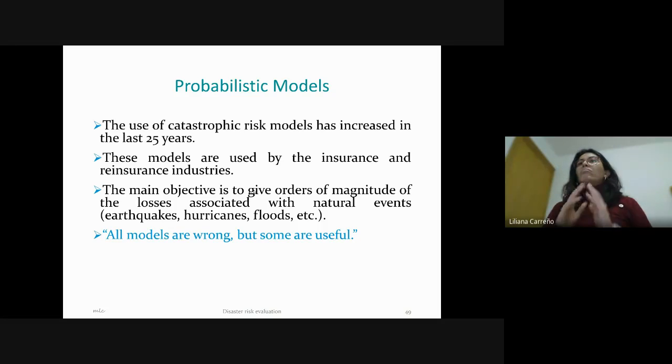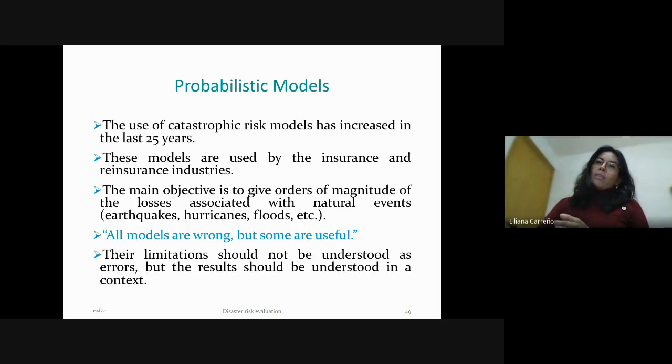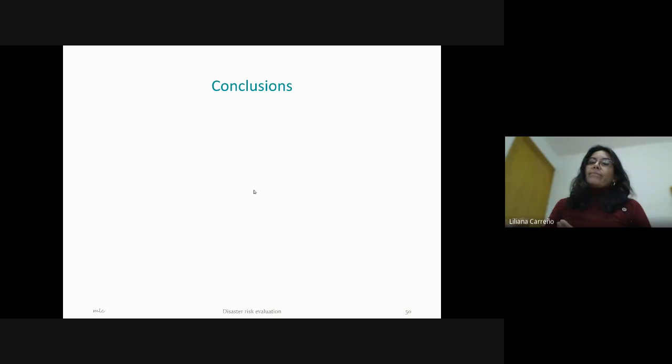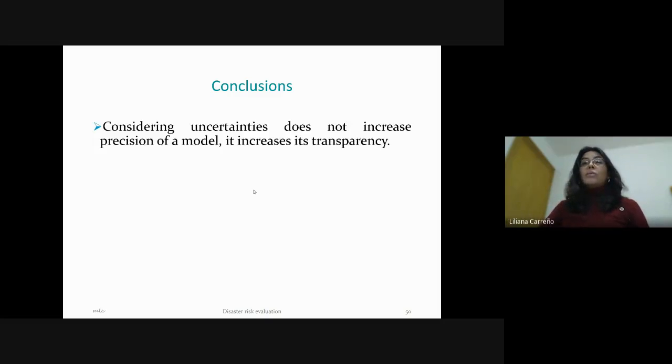Somebody can say this: all models are wrong, but some are useful. And finally, the limitations should not be understood as errors, but the results should be understood in a context. Finally, a couple of conclusions. Well, considering uncertainties does not increase the precision of a model, it increases its transparency.